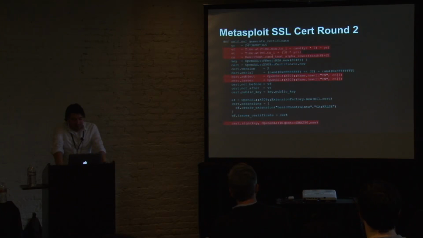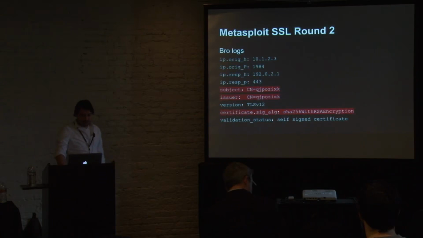So here's the Metasploit code, and really interesting is right there at the top. The valid from, for the certificate, it's valid for 10 years, but the valid from is from a random point in time between now and 3 years ago. So I thought that was really interesting. I was actually going to use that for my next iteration of detection, but he beat me to it. And then the CN is random text, alpha lower, 2 to 10 characters, and the subject and issuer are the same, and it's signed SHA-256.